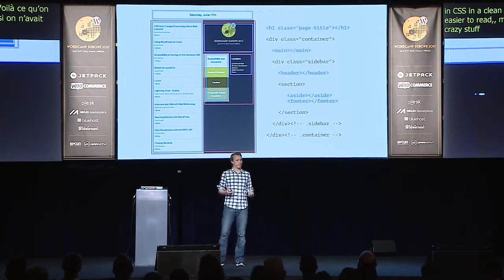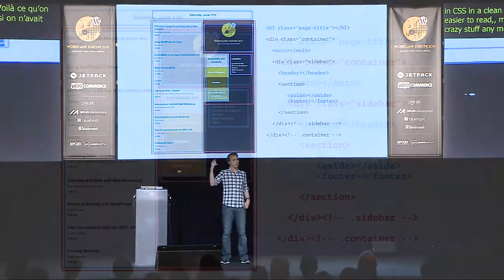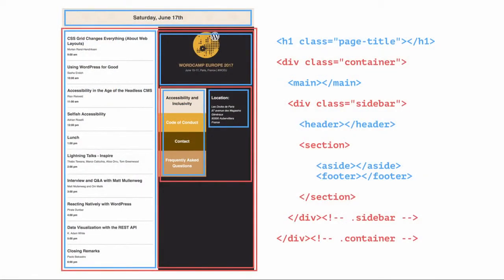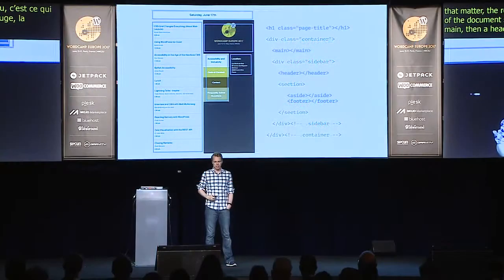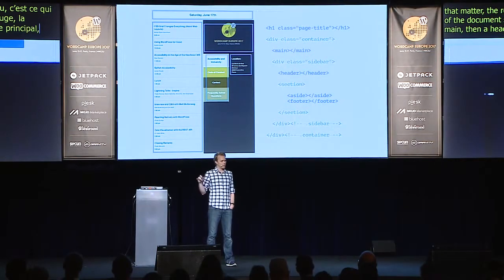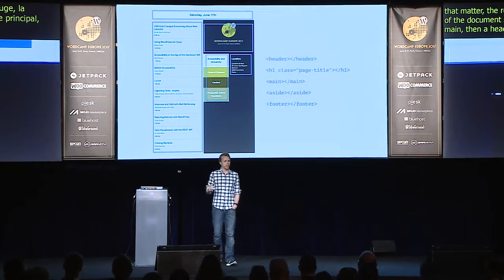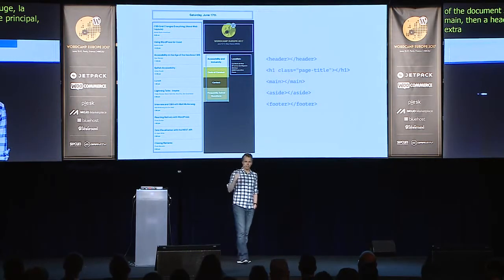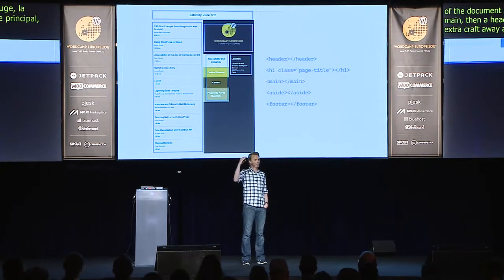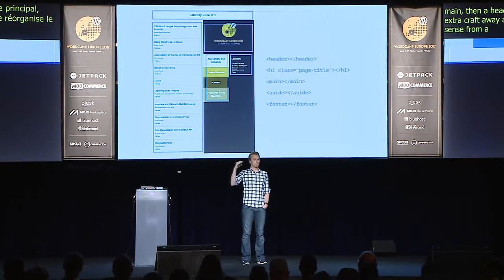If you look at my example, the blue items are the ones that matter. The red don't. But even if I take away the red items, the structure of this document still makes no sense. We have a heading 1, then we have a main, then we have a header, then we have an aside, and then we have a footer. If I take all the extra cruft away and reorganize the document, all of a sudden it makes much more sense from a semantic standpoint. Header, H1, main, aside, footer.